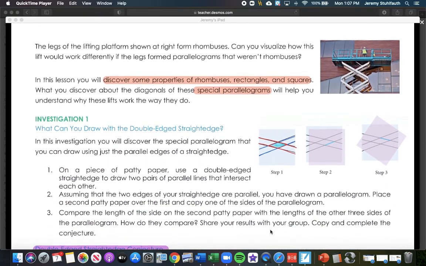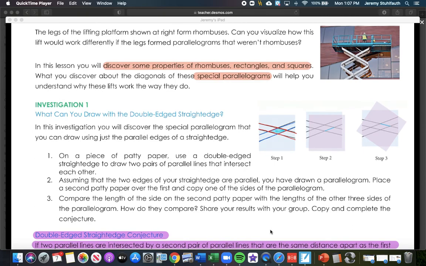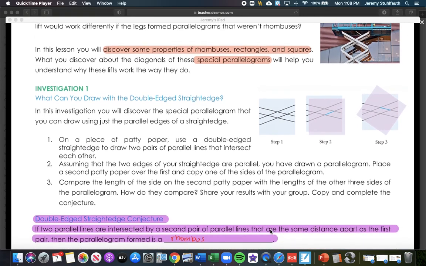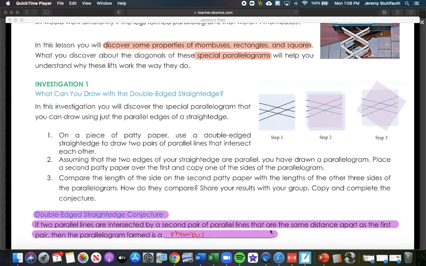Again, we're going to spend some time looking at the properties of rhombuses, rectangles, and squares, which we're going to say are special parallelograms due to just the nature of these shapes. So first of all, in this first investigation, the best way to do this online is to just go over this picture that they have here.